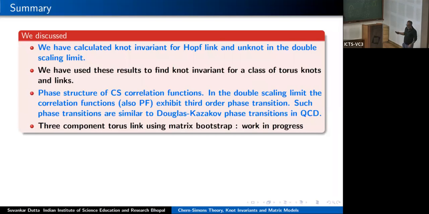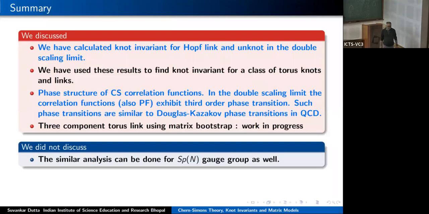Three-component torus knots and links are related to three-point correlation functions in Chern-Simons theory. We have written such three-point correlation functions in terms of a three-matrix model. Now the question is, can one use the matrix bootstrap technique to solve such matrix models? This is our ongoing progress, work in progress. The thing I did not discuss in this talk is that a similar analysis can be done for SPN gauge groups. So that's it. Thank you for your attention.